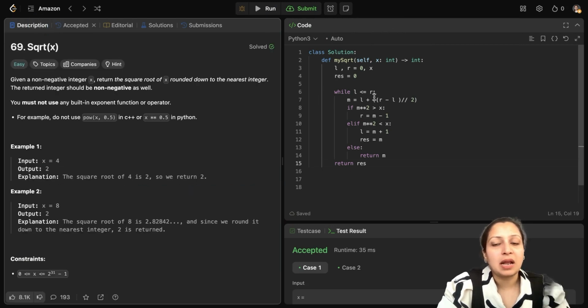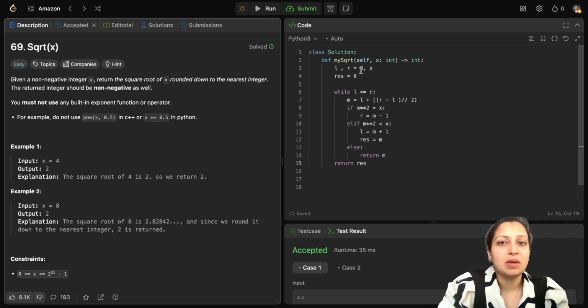Now I'll just summarize the approach for you. So we'll initialize our left and right pointers to 0 and x, and we initialize the result variable as 0. Now I'll run the loop while L is less than or equal to R. And then I take the midpoint. Now to avoid the solution from overflowing, I have calculated the midpoint using this formula, left plus R minus L by 2. Now I check if m square is greater than x.